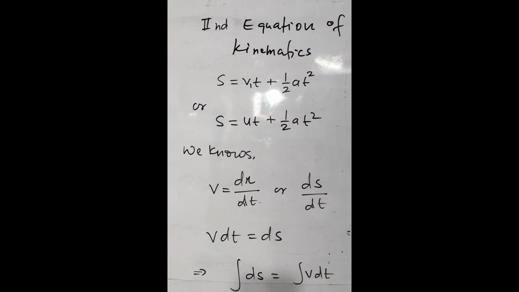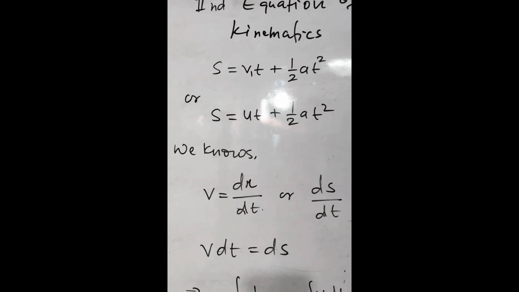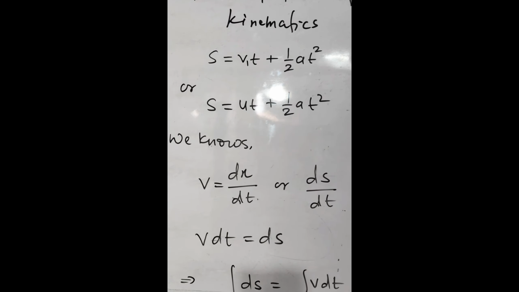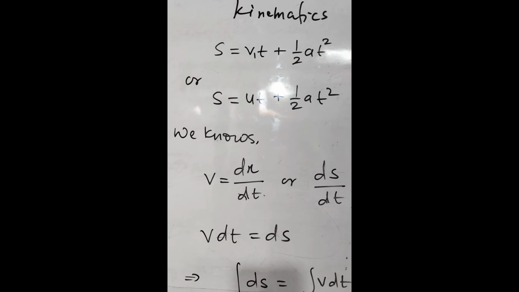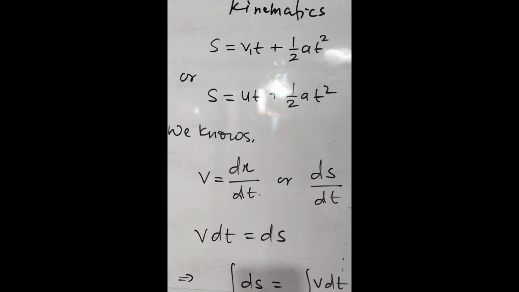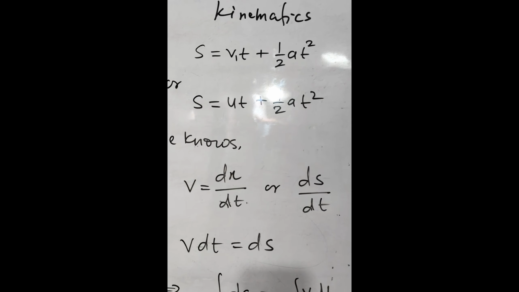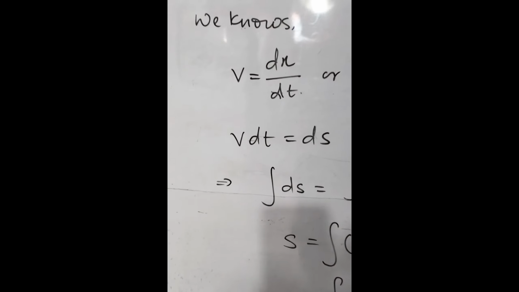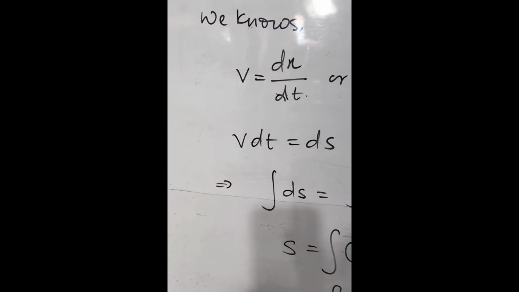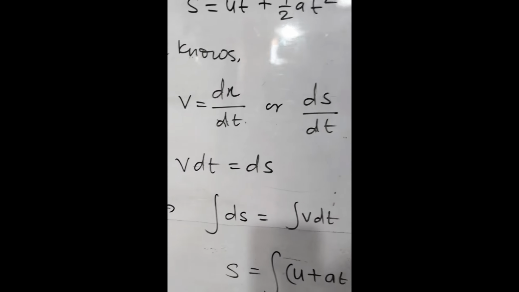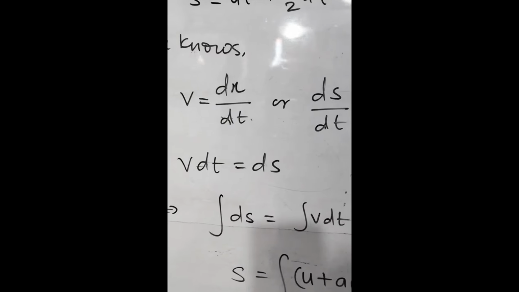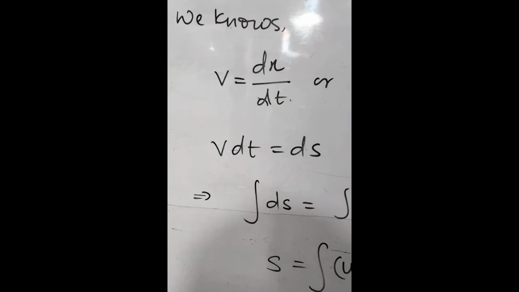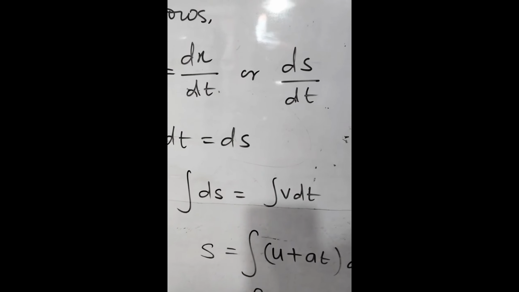This is the second equation of kinematics, that is s is equal to v1 t plus half a t square. And you can write this equation, since v1 can be u, as s is equal to ut plus half at square. So how do we derive it? We know v is equal to the rate of change of displacement or position, but position is nothing but a difference. Positions we relate to distances between two points. Displacement is change in position.